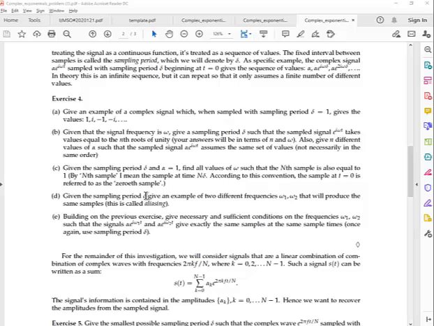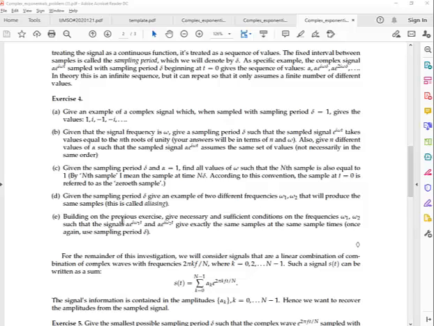Given the sampling period delta, give an example of two different frequencies, omega 1 and omega 2, that will produce the same samples. It's possible when you sample that two different signals will give the same result. And this is called aliasing. In fact, there are lots of frequencies that will give the same result.